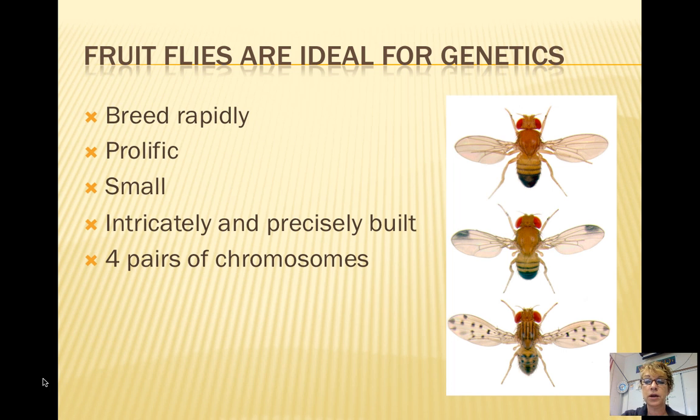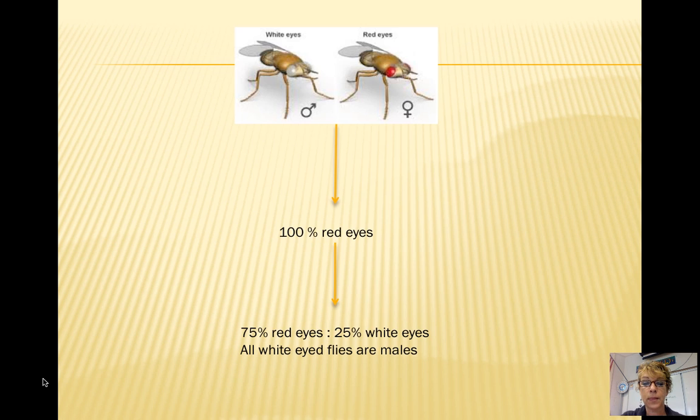They breed rapidly, going from egg to adult in 2 weeks. They are very prolific. Each female lays hundreds of eggs. They're small, only about 3 millimeters long, and easy to maintain. They are intricately and precisely built. Dozens of easily identifiable traits make them a great organism for studying genetics. And they only have 4 pairs of chromosomes: 3 pairs of autosomes and 1 pair of sex chromosomes.